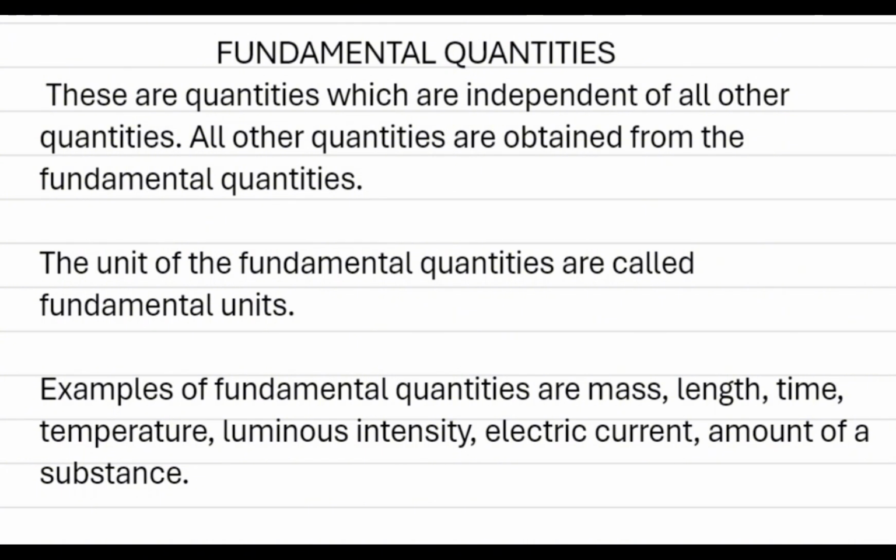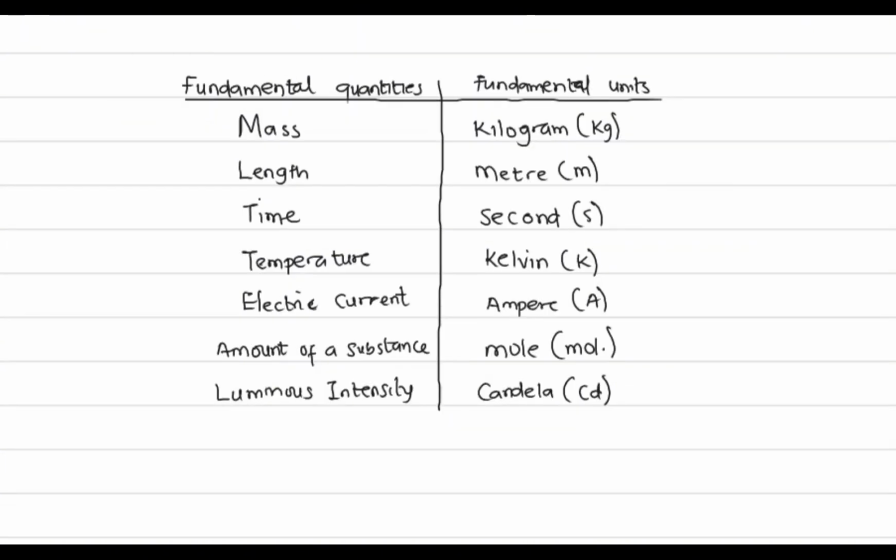And what are examples of these fundamental quantities? Mass, length, time, temperature, luminous intensity, electric current, amount of a substance. There could be more, but these are the basic ones we know. So these are the 7 basic fundamental quantities. They did not come from anywhere; they just self-exist by themselves. But all other quantities are gotten by combining one or two of these quantities. So the table below will show us the fundamental quantities and their fundamental units.